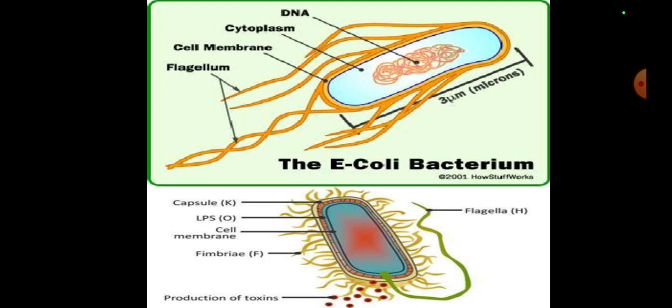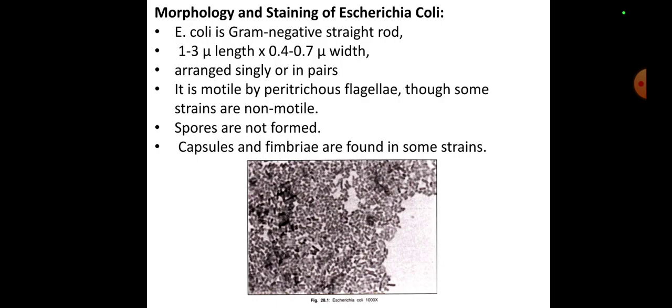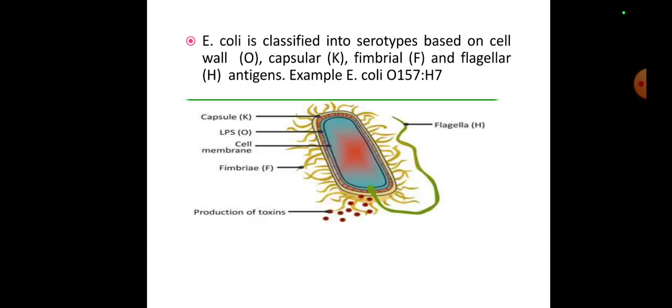It has the DNA and cytoplasm with a cell membrane and flagella. Mostly E. coli has peritrichous flagella, and it is a rod-shaped bacterium. The length of this E. coli is up to 1 to 3 micrometer, and width is 0.4 to 0.7 micrometer. If we see under the microscope, the E. coli are arranged single or in pairs, and they have peritrichous flagella, and some of the strains are non-motile also. It does not produce any type of spores, and capsules and fimbriae are also found in some strains.